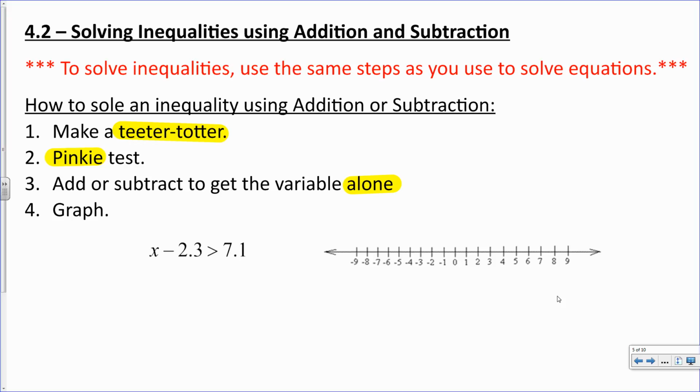So step number 1 is you make a teeter-totter. Step number 2, you do the pinky test by covering the variable and seeing what else is on that side with it. And then you isolate the variable by adding or subtracting, so you get the variable alone. And finally you need to graph.